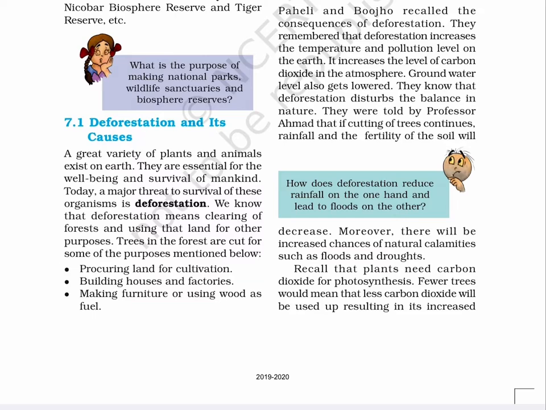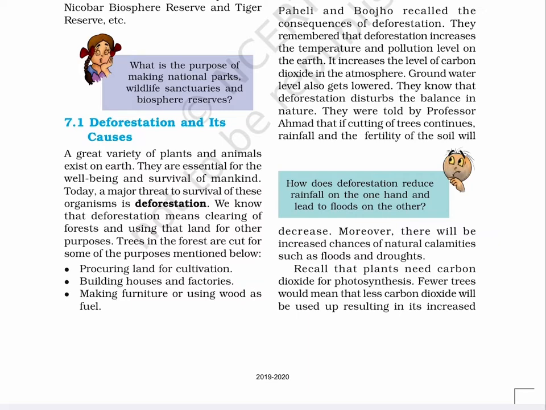7.1 Deforestation and its causes. A great variety of plants and animals exist on Earth. They are essential for the well-being and survival of mankind. Today, a major threat to survival of these organisms is deforestation. We know that deforestation means clearing of forests and using that land for other purposes.